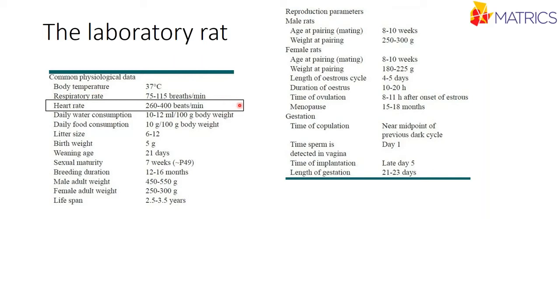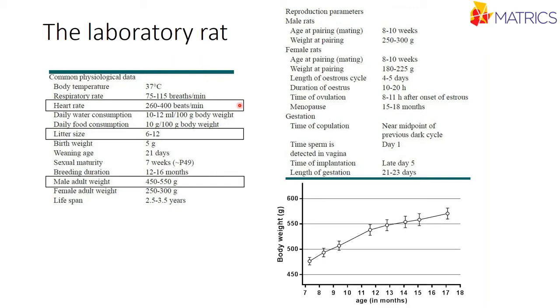This is a table showing a few parameters that I thought may be interesting to know regarding the difference between humans and rats. For example, the heart rate. They have a heart rate that is much faster than ours. They are smaller, but they have about 3 times higher heart rate. Concerning the litter size, when they're born, they are between 6 and 12. I will mention this a bit later.